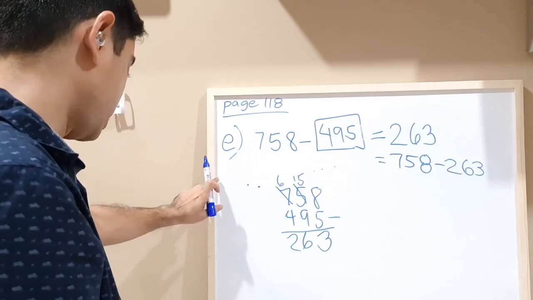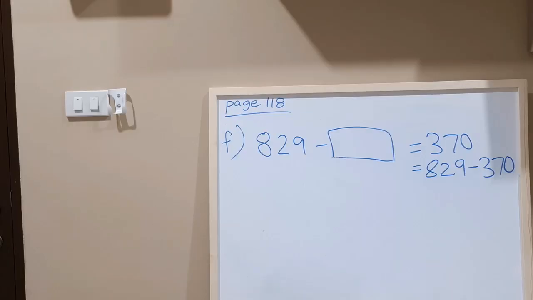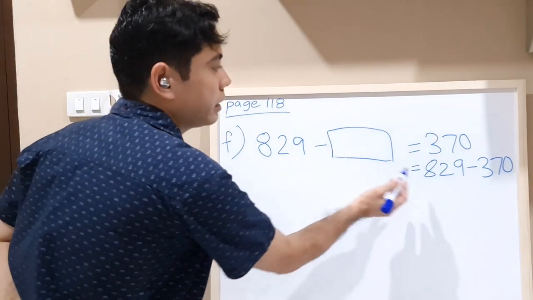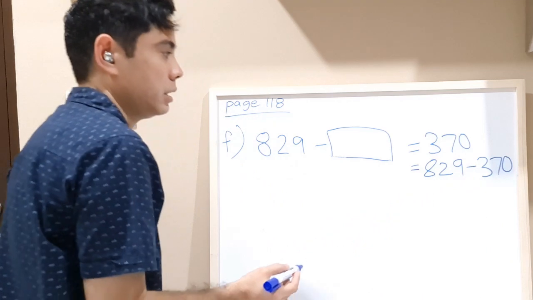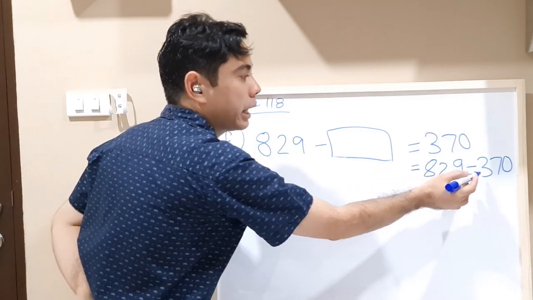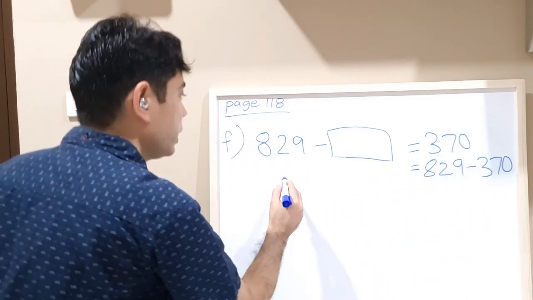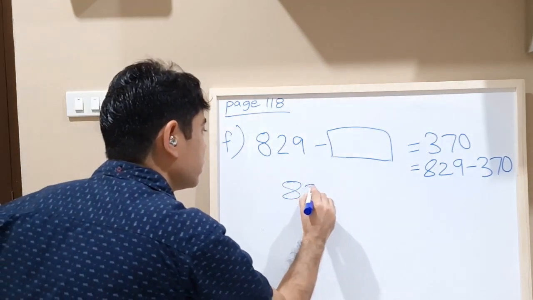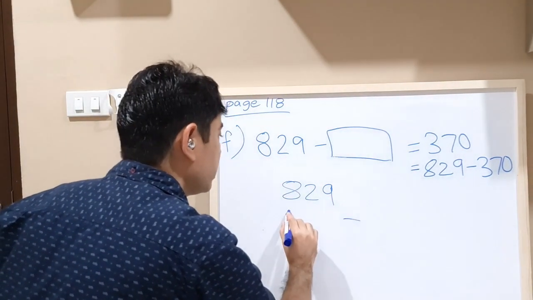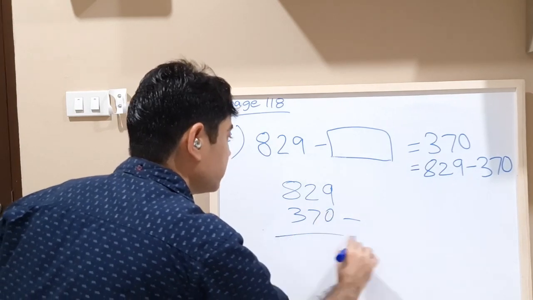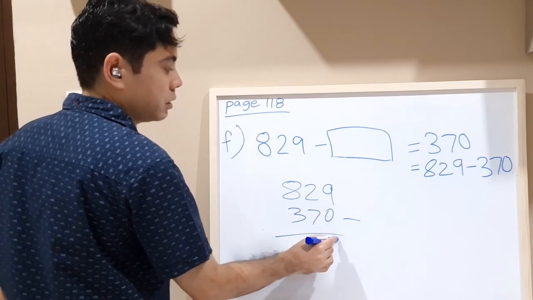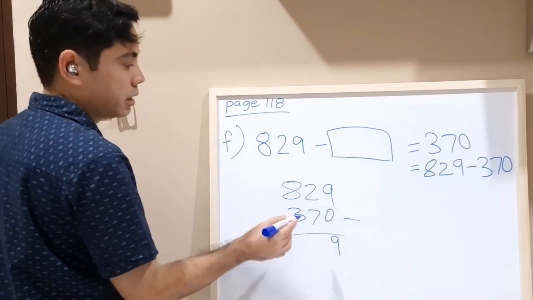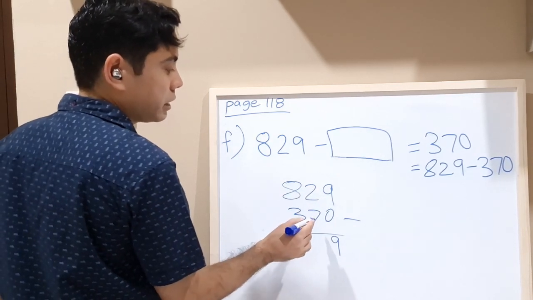We can go to letter F. Okay, so we put this one, 829 over here, and then subtract 370. So 829 minus 370. So we can write here 829, take away 370. 9 minus 0, 9 take away 0, 9. You just bring down 9.